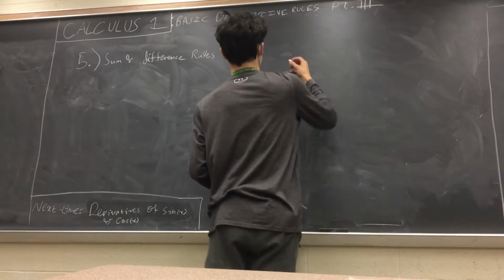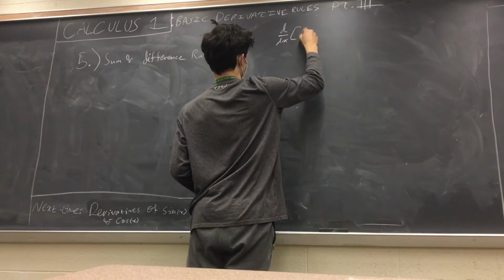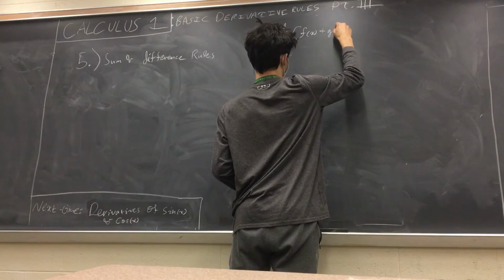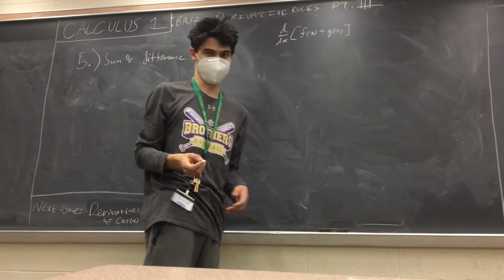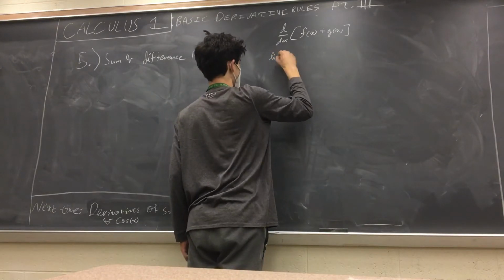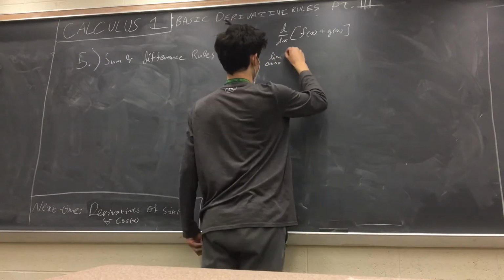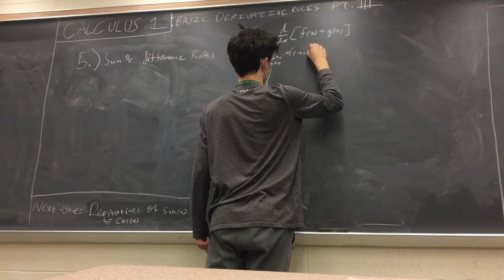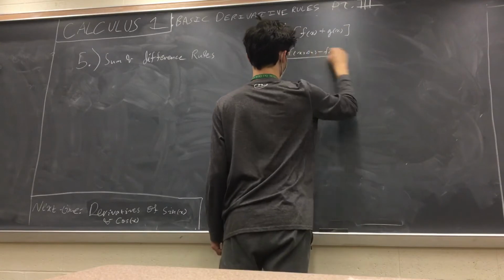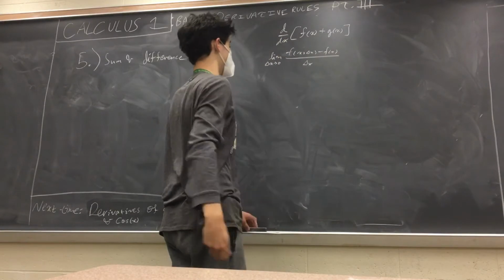So let's say we want to take the derivative of a function f of x plus another function g of x. Well, we know that the derivative of a function is the limit as delta x approaches 0 of f of x plus delta x minus f of x all over delta x.